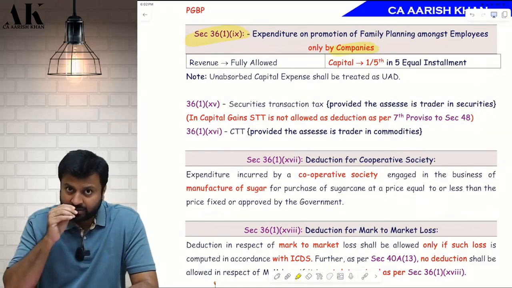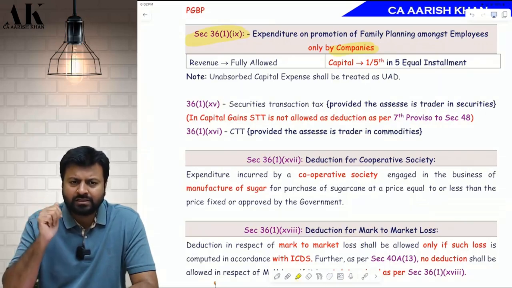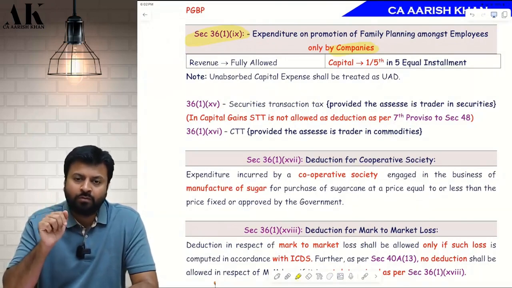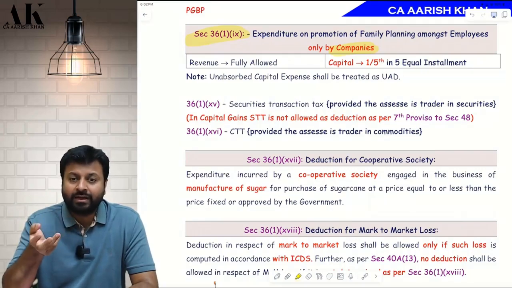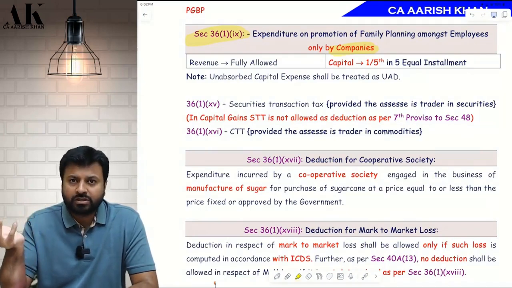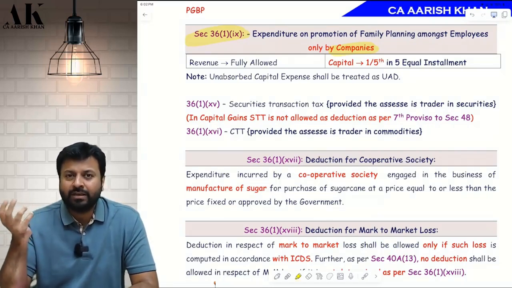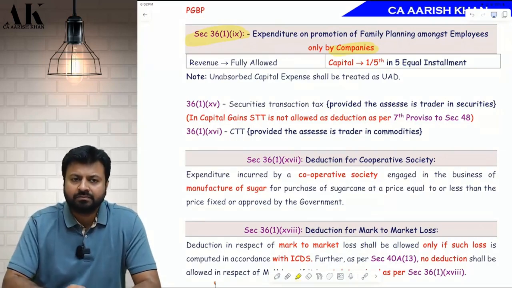Have you seen any deduction so far in section 30, 31, 32 or 36 which is only applicable to a company? No. This is the first deduction which is only applicable to a corporate assessee, not to everyone. Is it clear? Second, this deduction is introduced to create awareness amongst the employees that family planning is important, because overpopulation will lead to problems for the country. That is the reason the government brought this deduction.